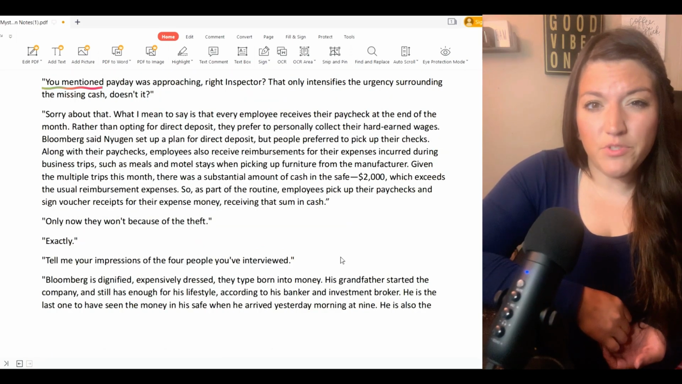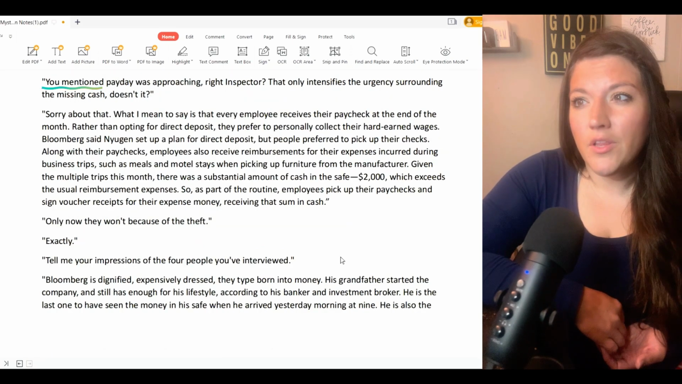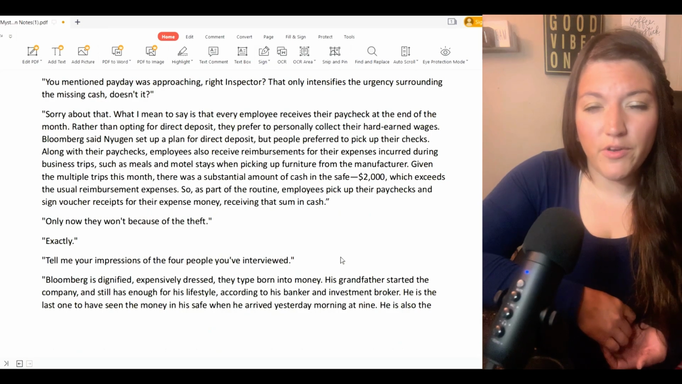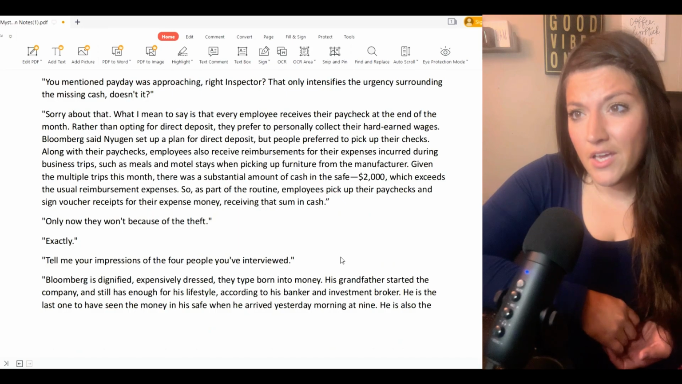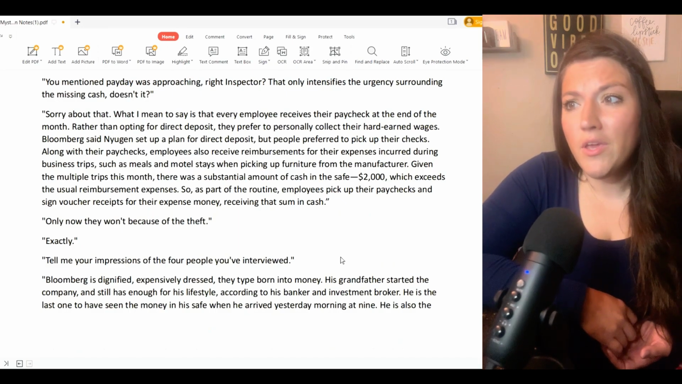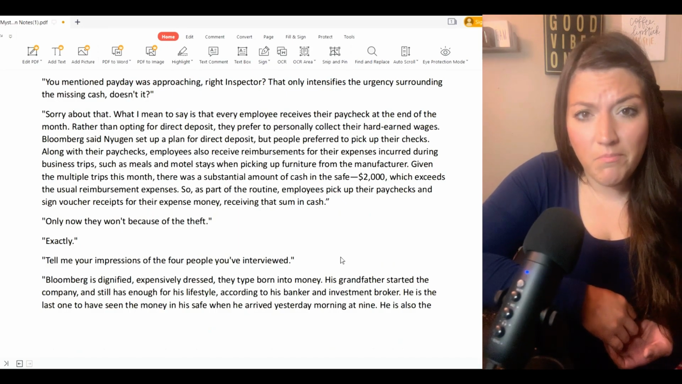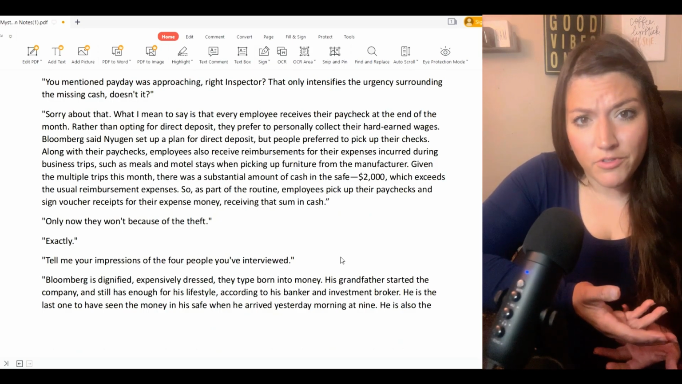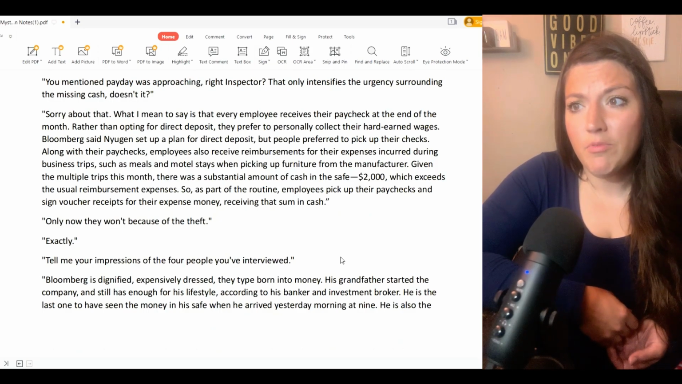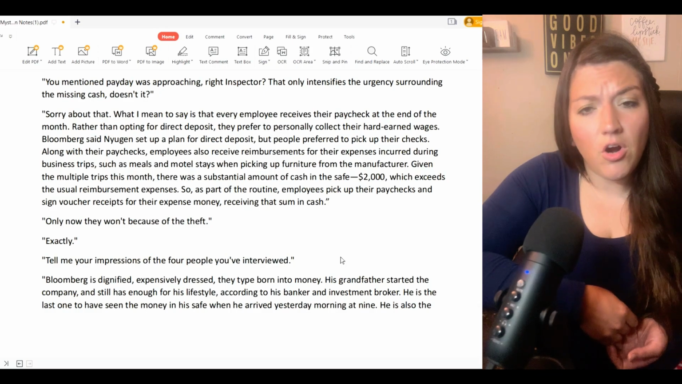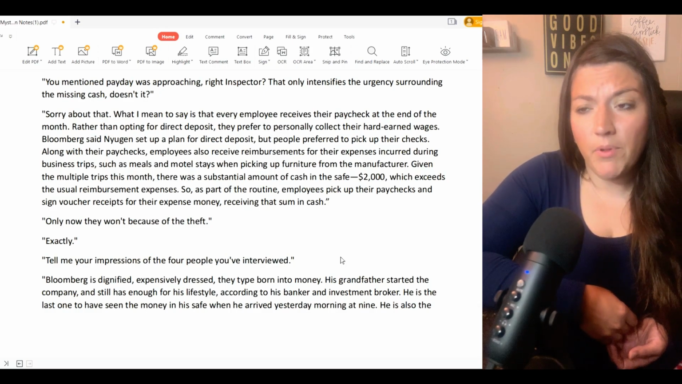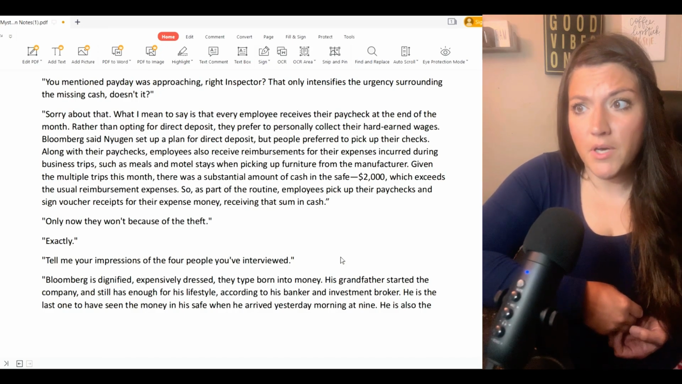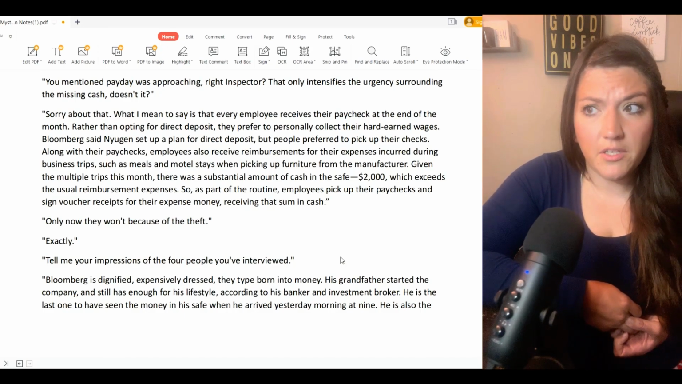You mentioned payday was approaching, Inspector. That only intensifies the urgency surrounding the missing cash, doesn't it? Sorry about that. What I meant to say is that every employee receives their paycheck at the end of the month, rather than opting for direct deposit. They prefer to personally collect their hard-earned wages. Bloomberg said Nguyen had set up a plan for direct deposit, but people preferred to pick up their checks.